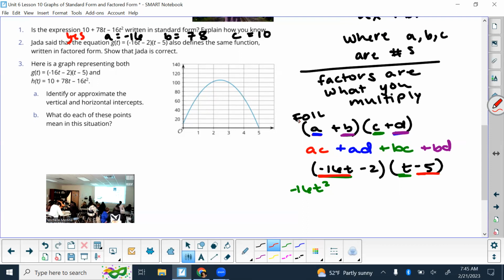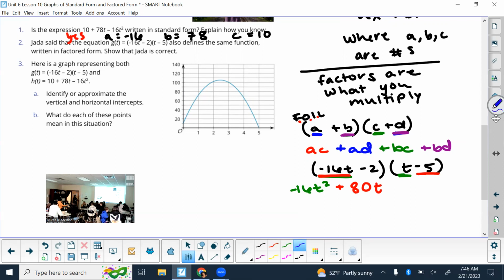FOIL: first, outer, inner, last. So outer terms, I don't know what -16 times -5 is. Can you guys do that for me? I know it's definitely a positive. It's 80. Okay, let's see. So let me just verify because I was doing this for the first time. So it would be a positive 80, and then this T didn't magically go away, so make sure it's 80T. Do we have questions so far?